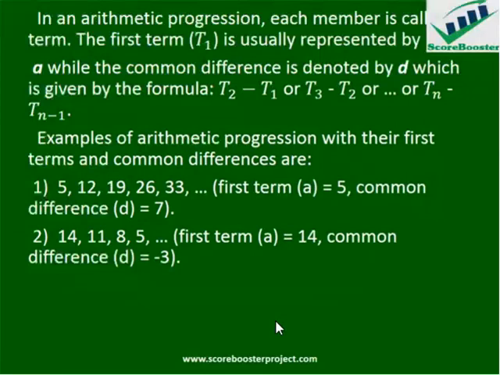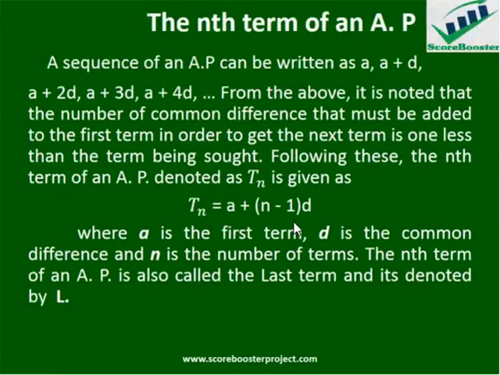That is the general form of an arithmetic progression. The general form of the terms in an arithmetic progression can be A, A plus D, A plus 2D, A plus 3D, A plus 4D. Here A is the first term, A plus D is the second term, which is noted as T2. A plus 2D is the third term, denoted as T3. A plus 3D is the fourth term, denoted by T4, and A plus 4D is the fifth term, denoted by T5, and so on. So from the above, it is noted that the number of common differences that must be added to the first term in order to get the next term is 1 less than the term being sought.